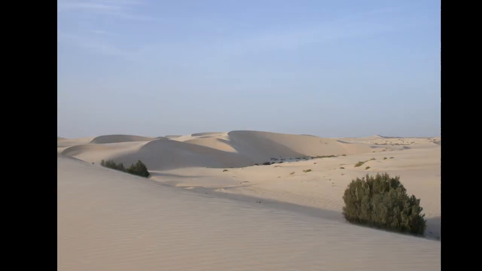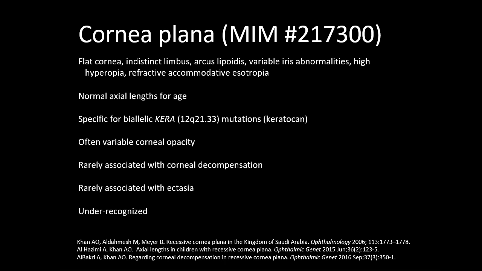This brings me to the end of the presentation. I've gone through the pathognomonic phenotype of recessive cornea plana and its specificity for mutations in the gene KERA. It's important for us to make the proper diagnosis, not only for diagnosis' sake itself, but also so the family can be informed about the genetic implications of the diagnosis.